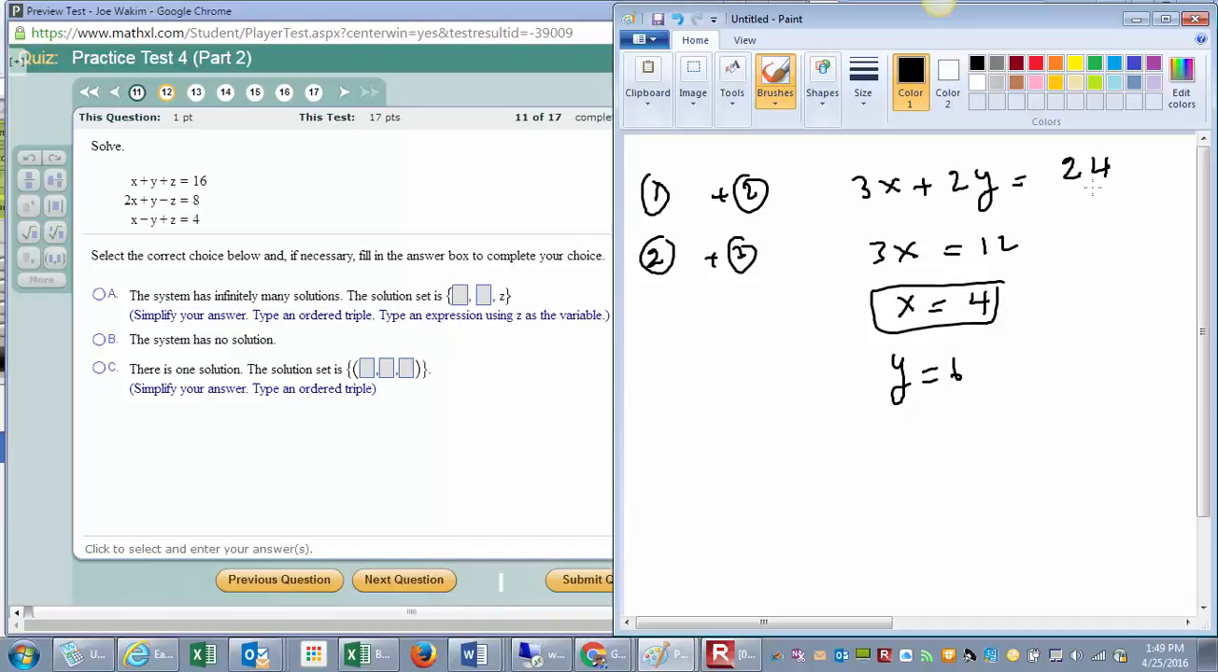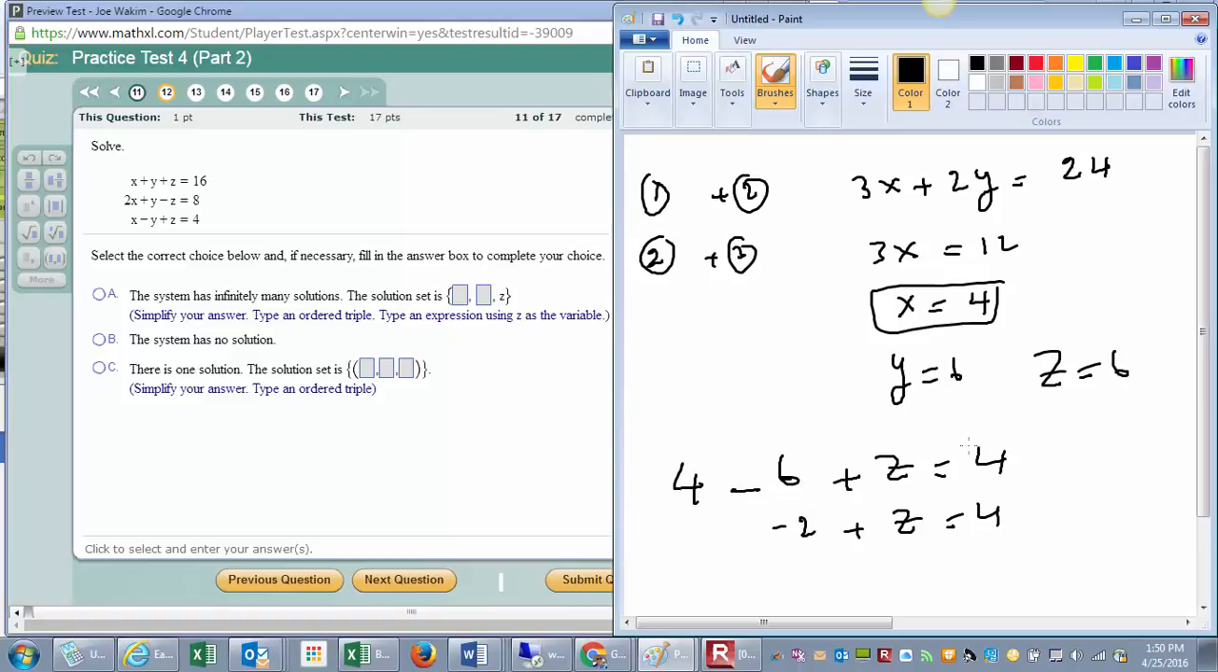12 divided by 2 is 6. We still have to find z, so we're going to use the last one. So x minus y plus z equals 4. So this is negative 2 plus z equals 4. Move the negative 2 over by adding 2, so z is also 6.